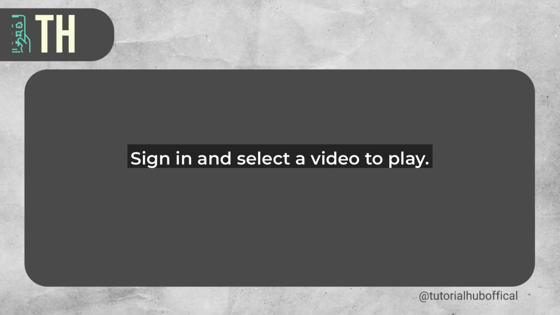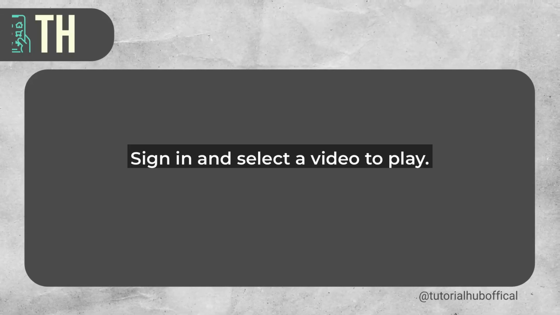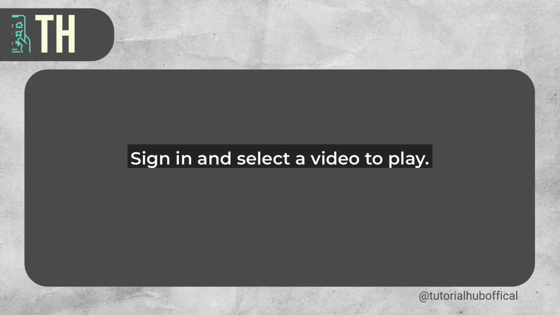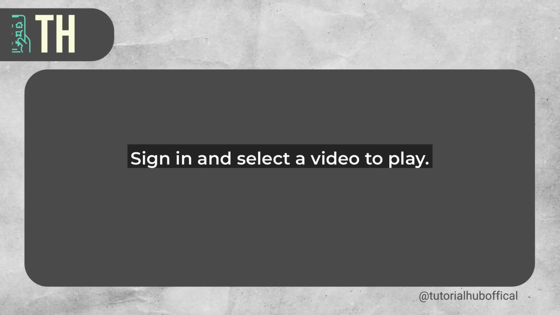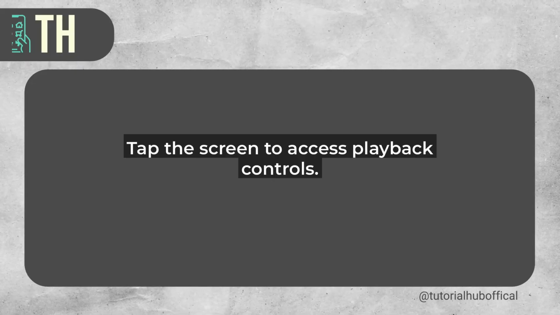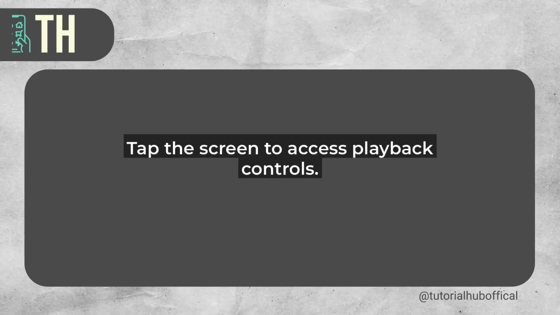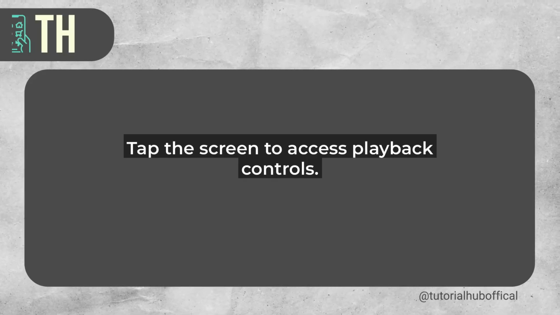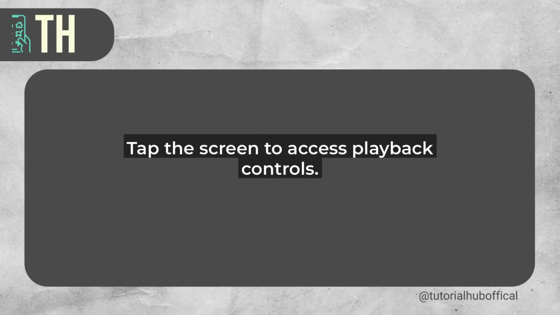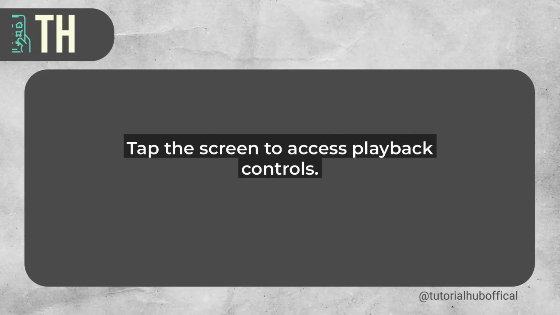Let's jump right in. First things first, make sure you have the Amazon Prime app installed on your iPhone. If not, head to the App Store, search for Amazon Prime Video, and download it. It's free for Prime members. Once you're all set, open the app and sign in with your account. Now, select the video you want to watch and start playing it. You'll notice a new, intuitive interface in 2025 that makes everything smoother.